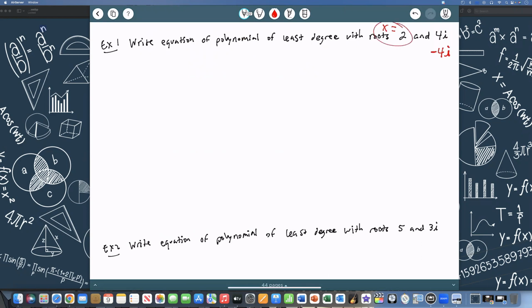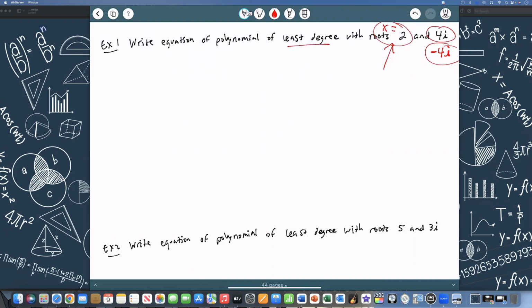So it looks like we have 1, 2, 3 roots. The least degree possible would have to be a third degree, right? Because some of these could have a multiplicity of 2. I could have a double root there, a triple root, like happened 7 times. So it could be as high a degree as I want.